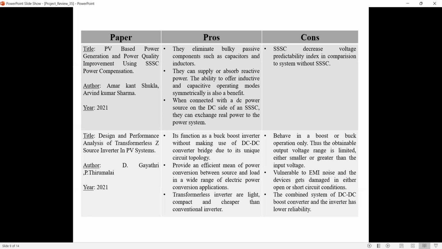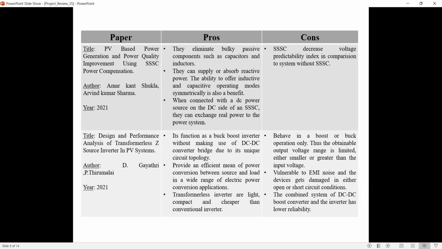When connected with a DC power source on the DC side of an SSC, they can exchange real power with the power system. The drawback of this paper is SSC decreases the voltage predictivity index in consumption in comparison to a system without SSC.